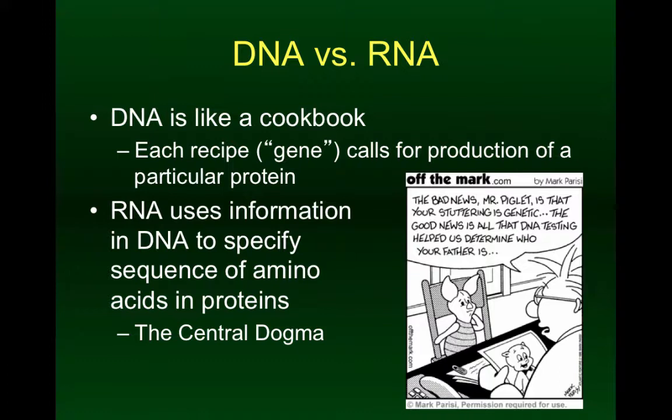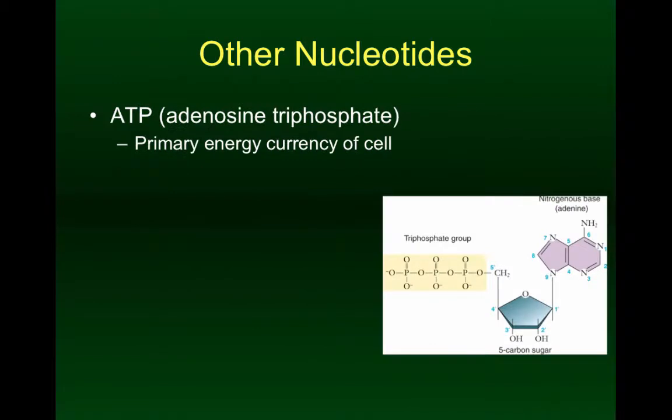Now, there are names for those processes. Turning DNA into RNA is called transcription. Turning RNA into protein is called translation. We're going to get into those in much more detail in later chapters, but that is the basics of it. DNA to RNA, RNA to protein. That is the central dogma, the central main functional idea in biology.